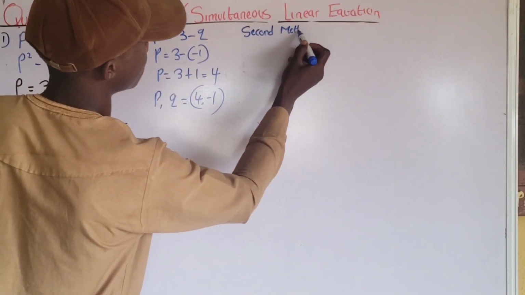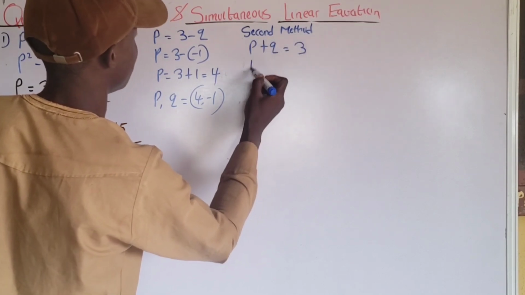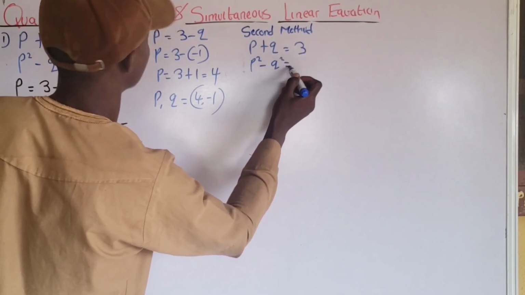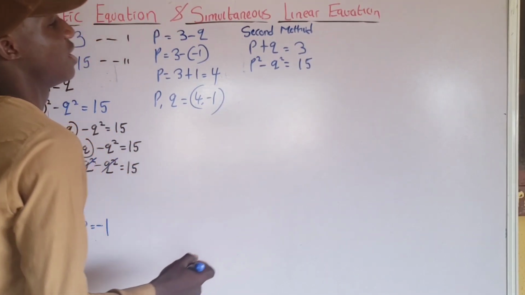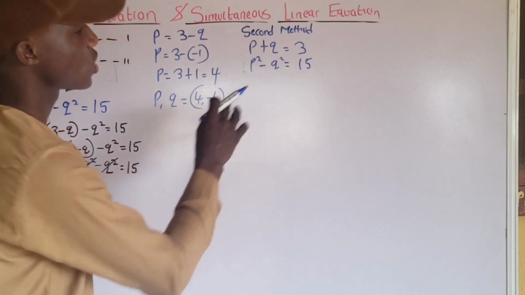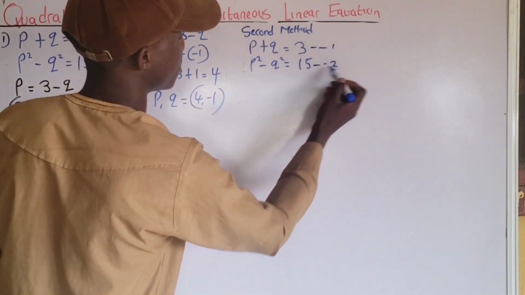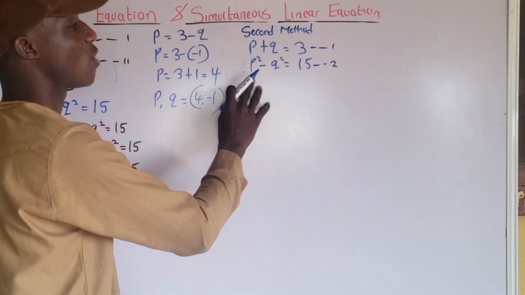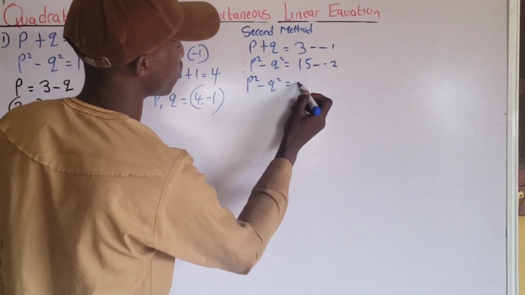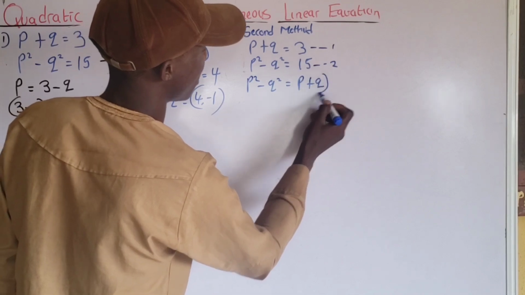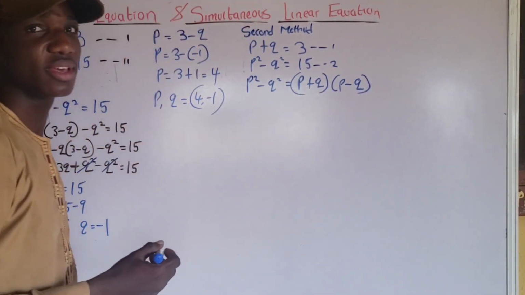We are asked to solve p plus q equals 3, then p squared minus q squared equals 15. Now, if you want to solve this using the second method, you have to take the difference of two squares of the second equation. This is the first and this is the second. The difference of two squares for p squared minus q squared is what? p squared minus q squared is equal to (p plus q)(p minus q). You understand?